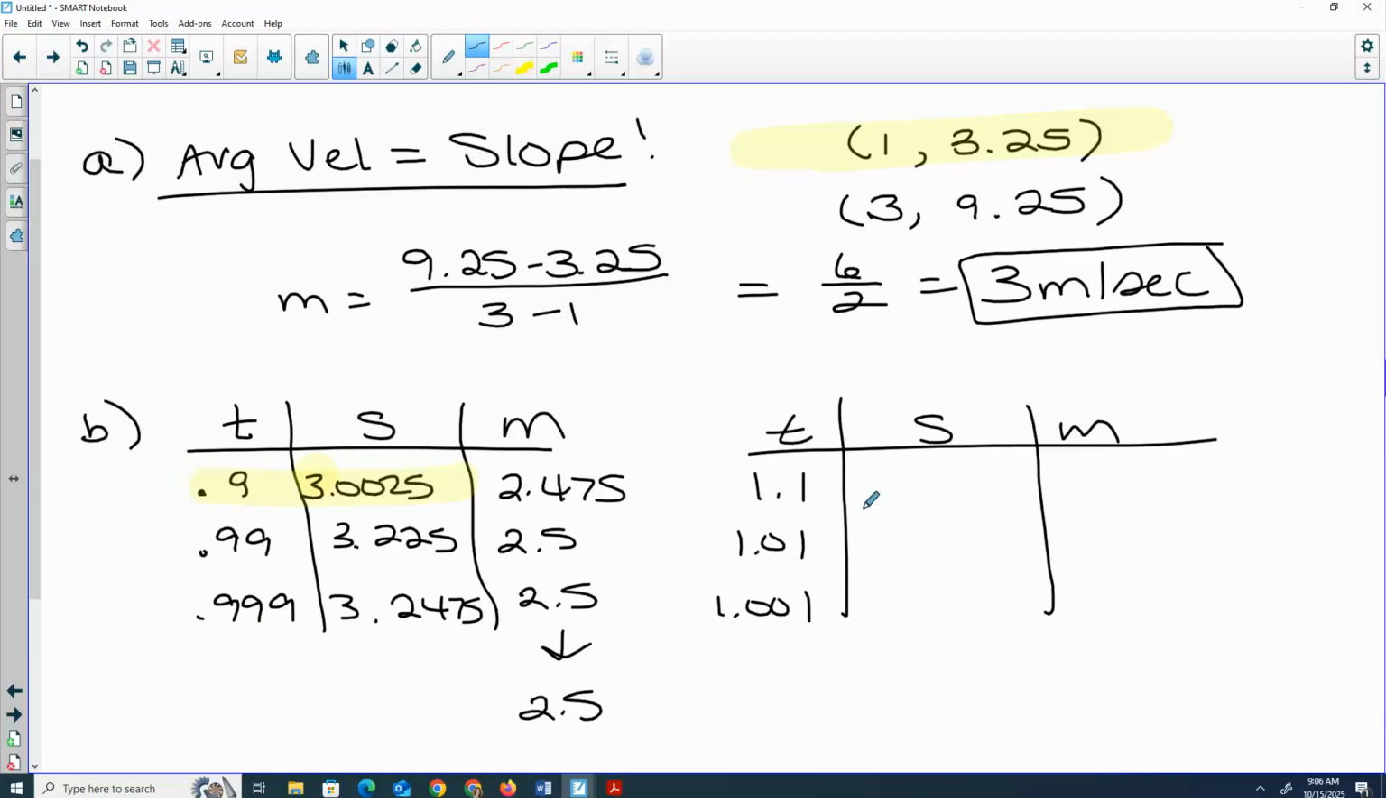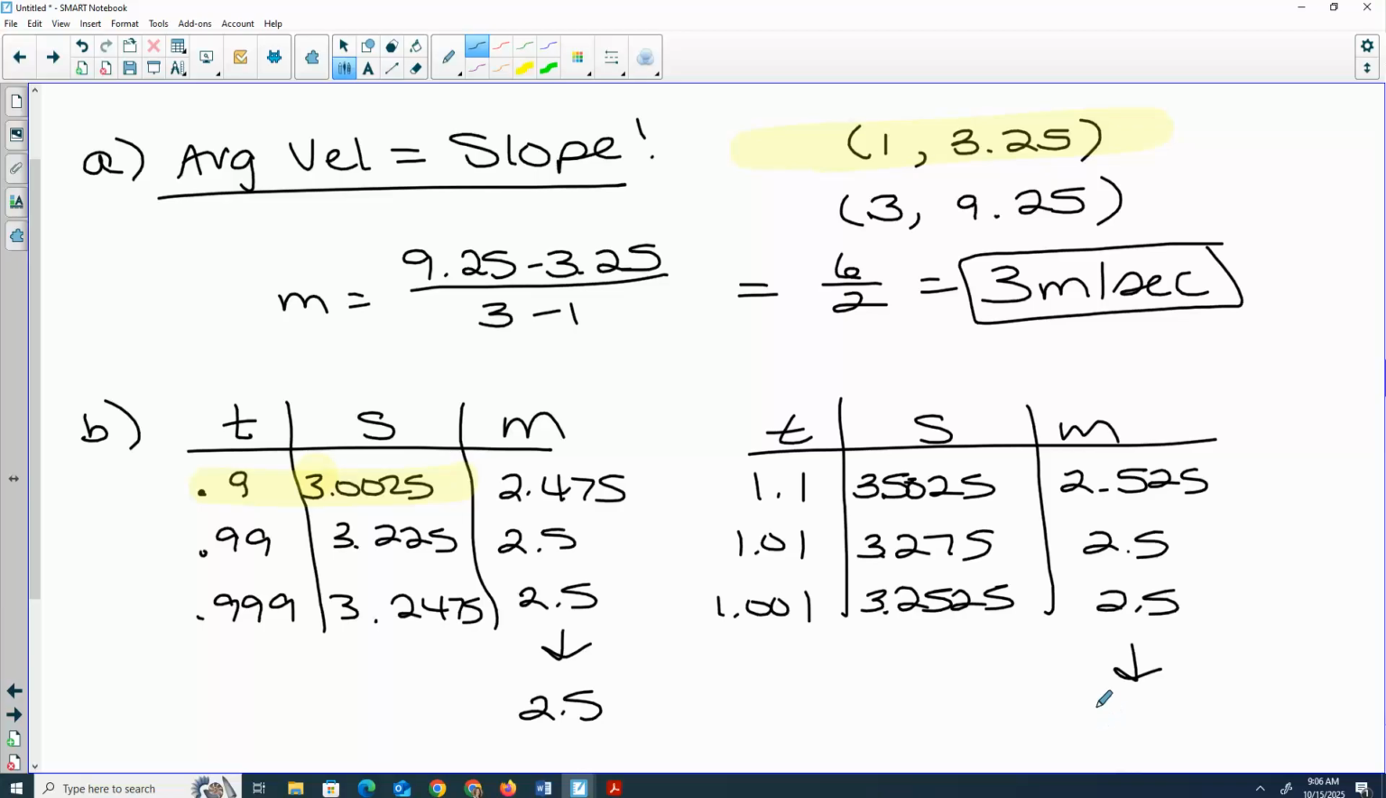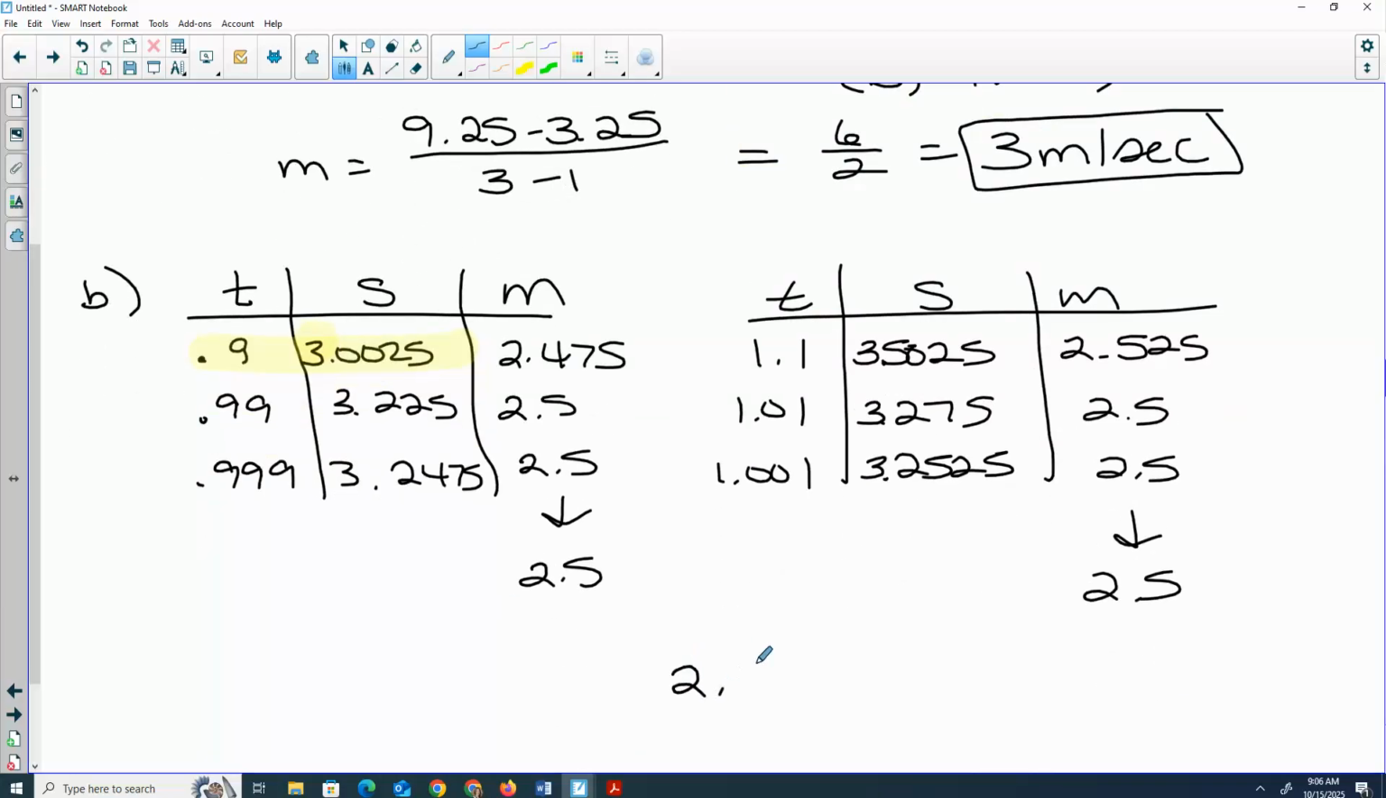So then if you plug in a 1.1, can I just tell you what these numbers are? If you put it in, you get 3.5025, 3.275, 3.2525. And then you do your slope. And again, we see these slopes are approaching 2.5. So our instantaneous velocity is 2.5 meters per second.